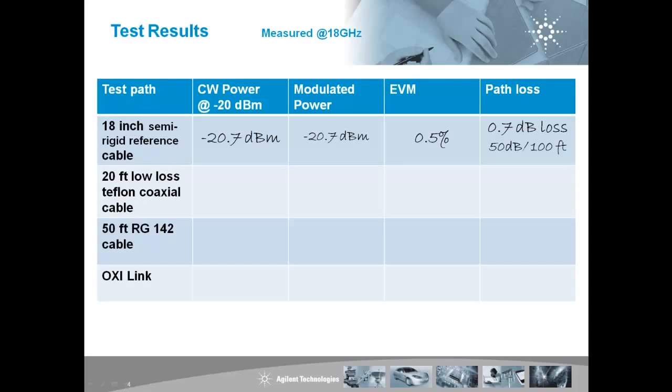We'll use this table to log our test results. Once filled in, it will give us a quick comparison of the quality of each of our different transmission paths. For our 18-inch semi-rigid reference cable, we measured -20.7 dBm in both our CW mode as well as our modulated power mode. When we demodulated our QPSK signal, we came up with an error vector magnitude reading of 0.5%. Our path loss was 7/10 of a dB, which would result in a 50 dB loss over a 100-foot length.